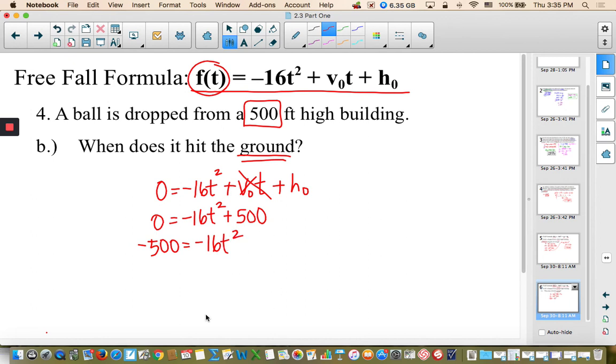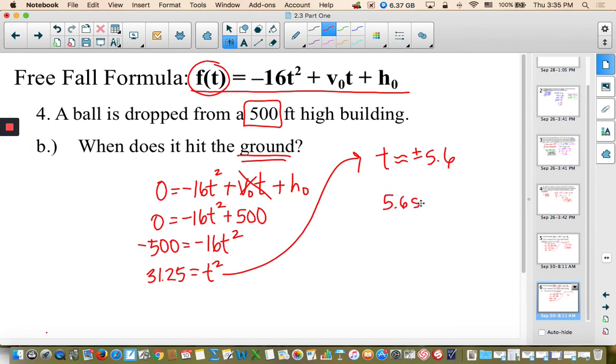Divide both sides by negative 16. Negative 500 divided by negative 16 is 31.25 is equal to t squared. Square root both sides, and I get t is approximately equal to plus or minus 5.6. Negative number doesn't make sense, so 5.6 seconds is the answer for when it will hit the ground.